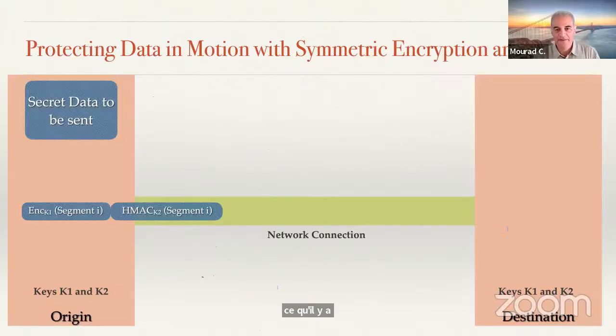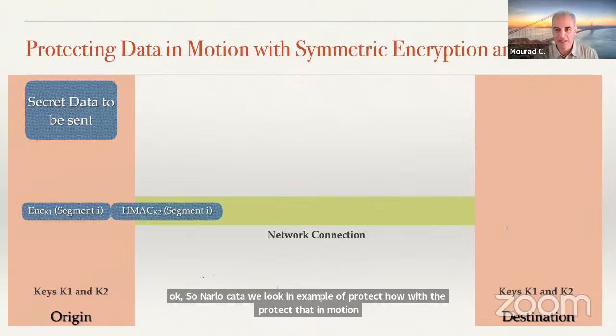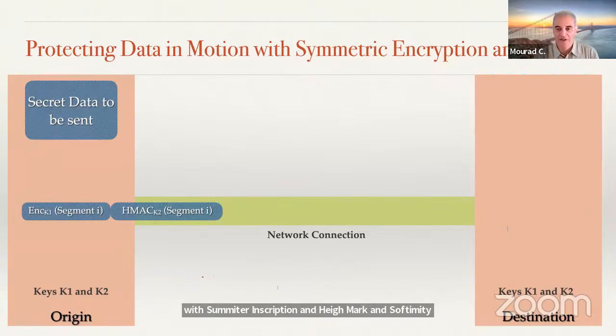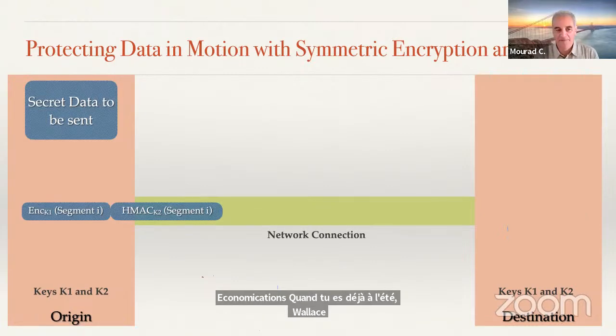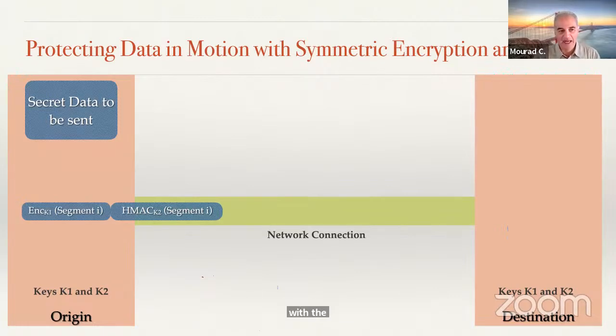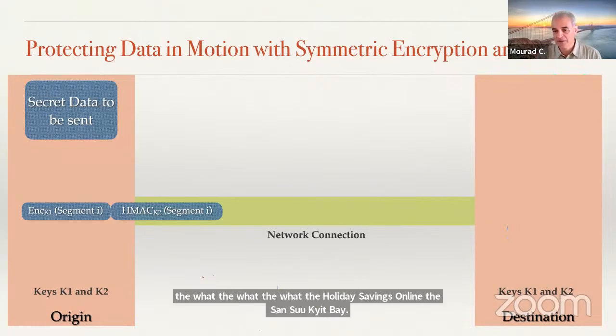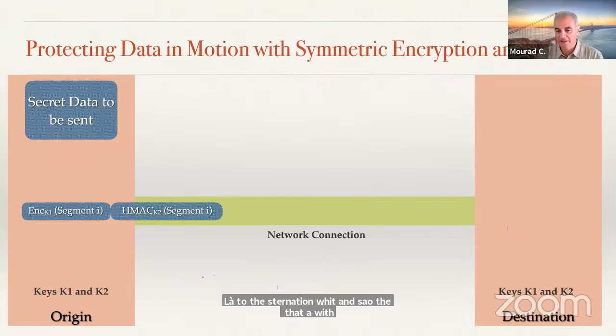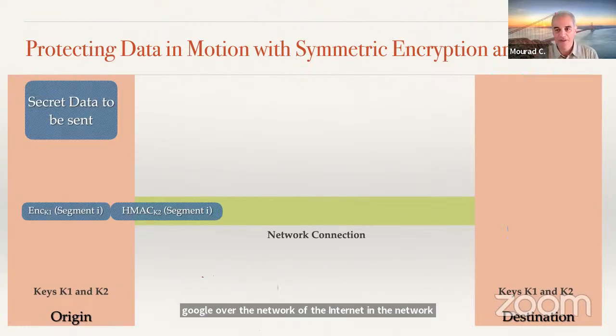Okay, so now we look at an example of how we protect data in motion with symmetric encryption and HMAC. Symmetric encryption, as we have seen, protects confidentiality, whereas HMAC protects integrity, right? In this scenario, we see two systems, or two machines: the origin machine and the destination machine, with a network connection between them. The origin machine wants to send secret data to the destination, and the data will go over the network, over the internet. So we want a way to secure that data.